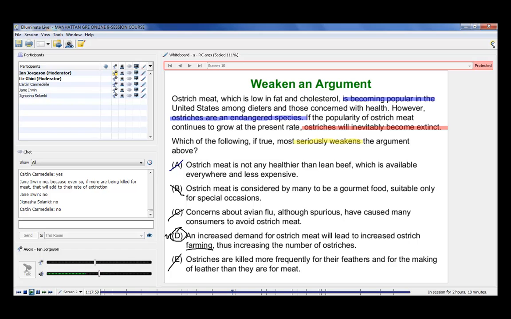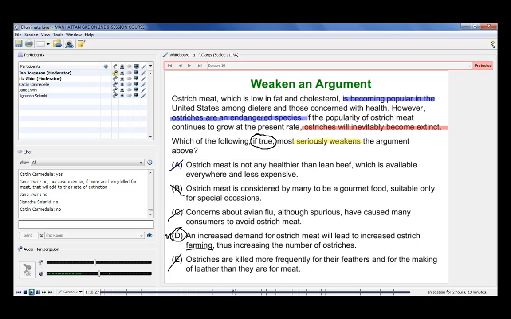Notice what they said. Which of the following, if true, most seriously weakens the argument? So the answer might bring up new information for this question. That's a no-no in a lot of other question types. But in this question, the answer might bring up new information. The question is, would that new information weaken the argument? Remember, we're not trying to directly attack the evidence. We're not even trying to directly attack the conclusion.